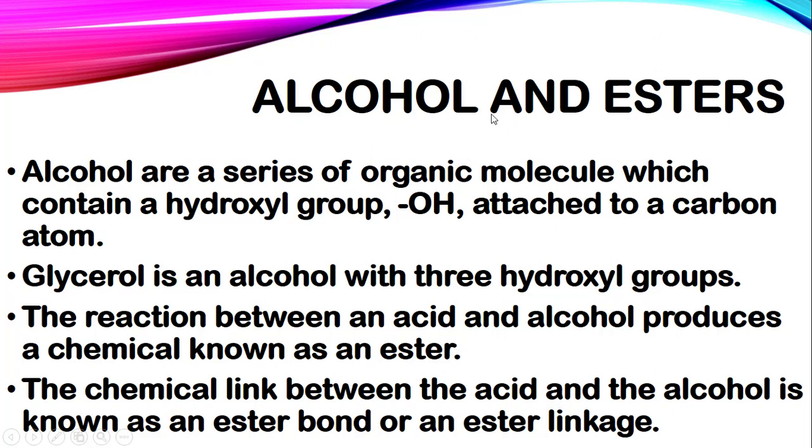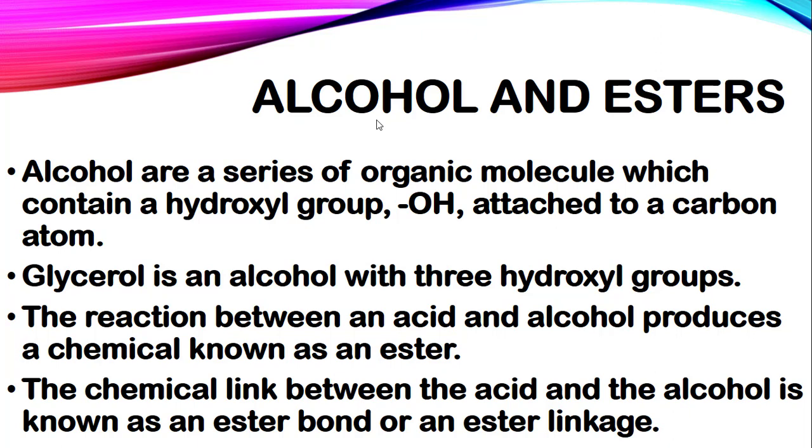Alcohol and ester. Let me define the term alcohol. Alcohols are molecules formed when hydrogen in the alkane family is replaced by an OH group. For example, the first member of the alkane family is methane, CH4. Remove one hydrogen, now it becomes CH3. Add OH, it becomes CH3OH, methanol. Alcohols are formed when hydrogen in the alkane family is replaced by a hydroxyl group.